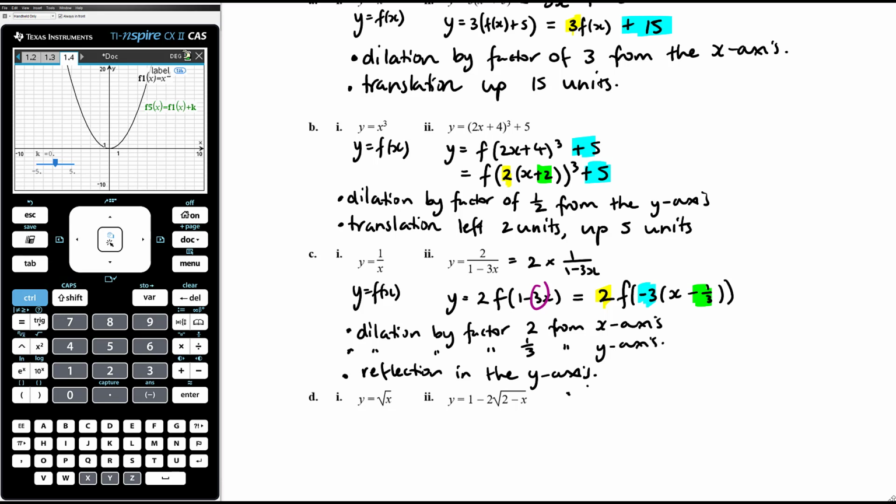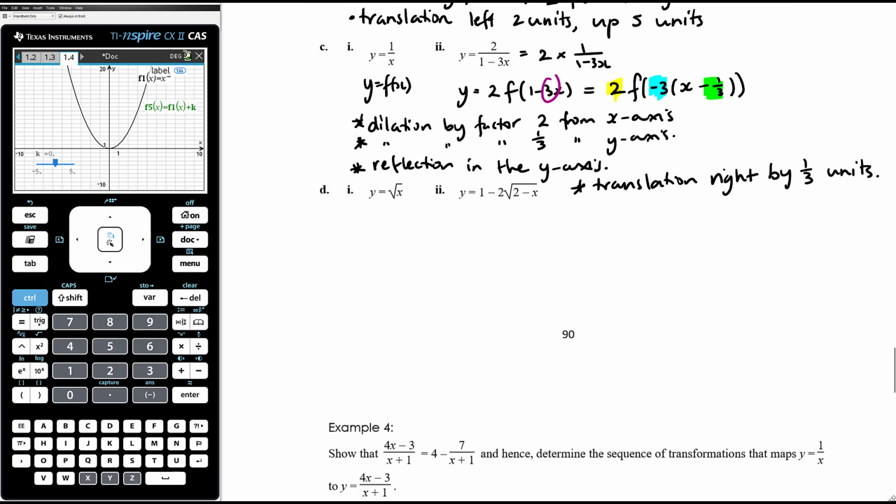And then finally we have our translation to the right. When we subtract in there, we're going to the right by 1/3 of a unit. So you've got 1, 2, 3, 4 different transformations in that order. The dilations and reflections, the order here could alternate around, but the translation must happen after those dilations and reflections.